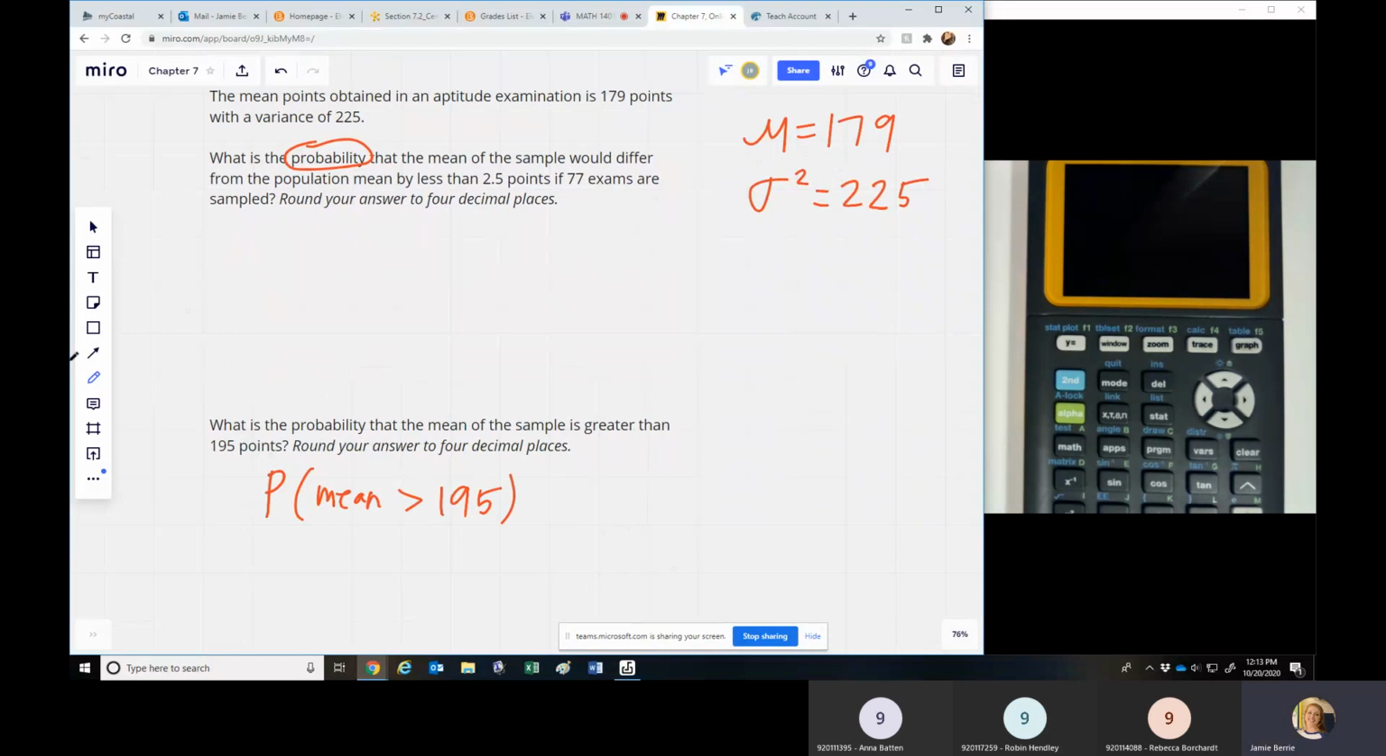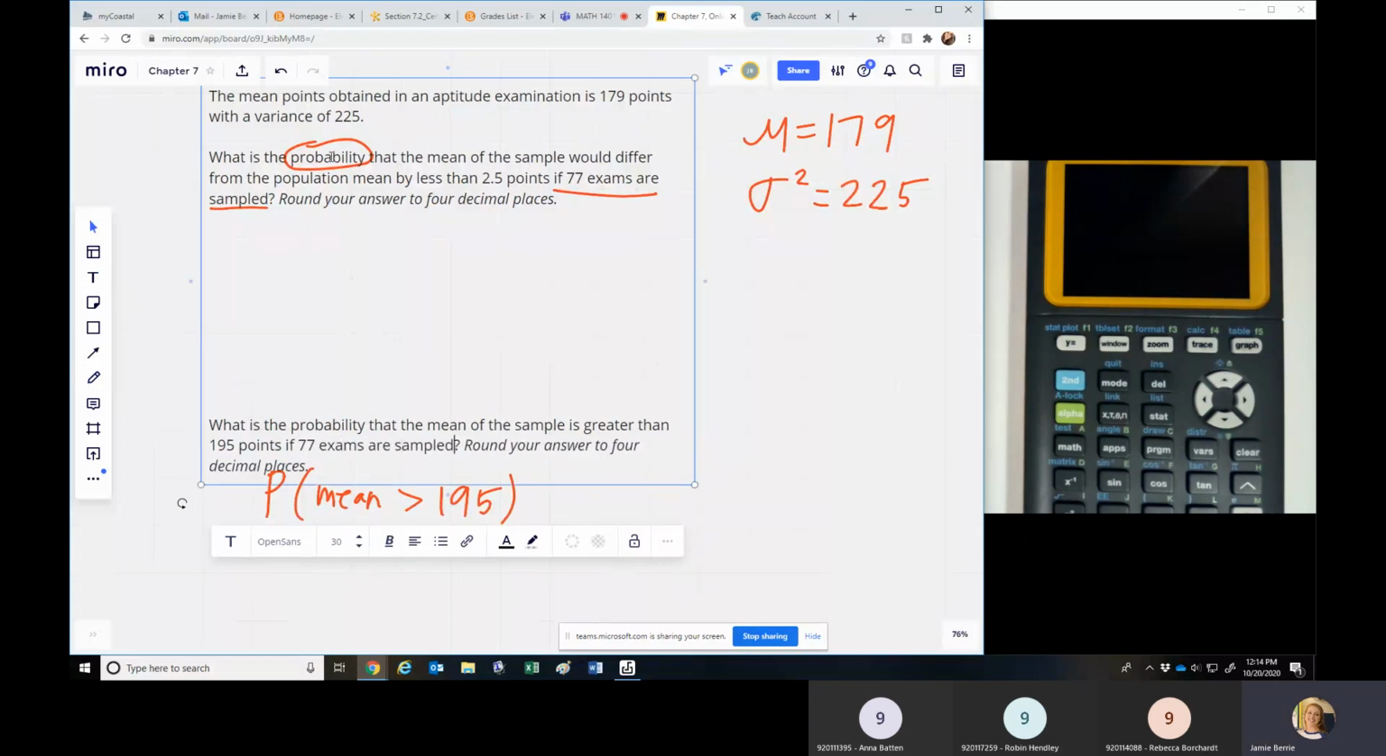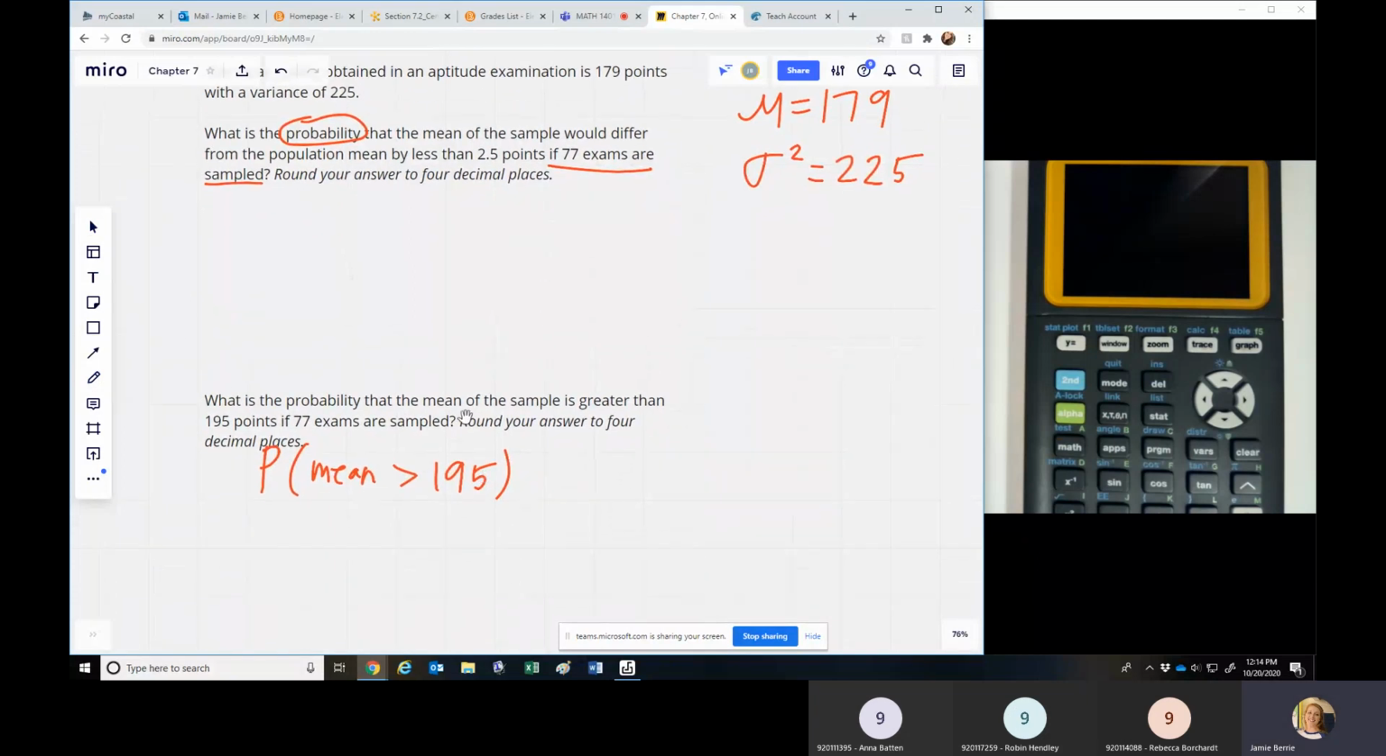All right, now let's think about this. Oh, I forgot to add one part in here. I should have said if 77 exams are sampled. Shoot. Sorry. You have to know the sample size for all these problems. All right. Let me start over. What is the probability that the mean of the sample is greater than 195 points if 77 exams are sampled?